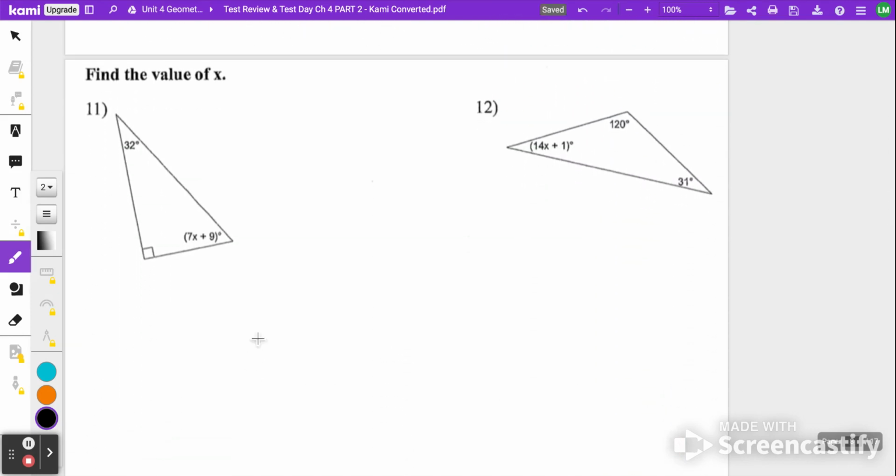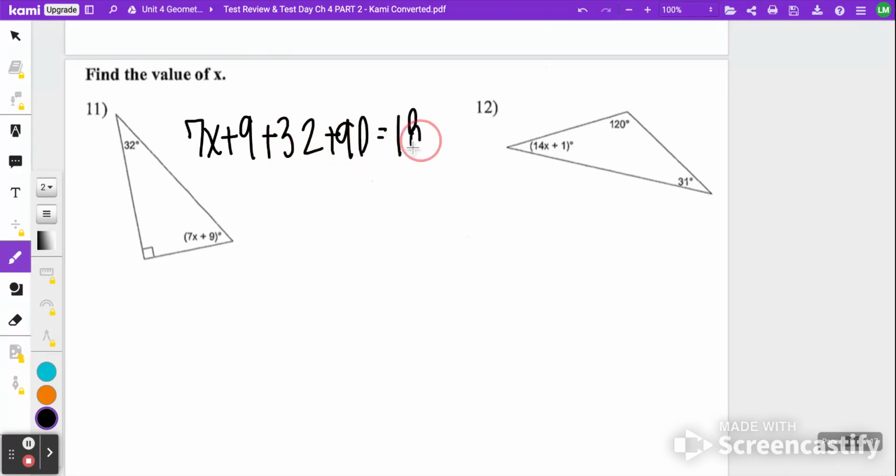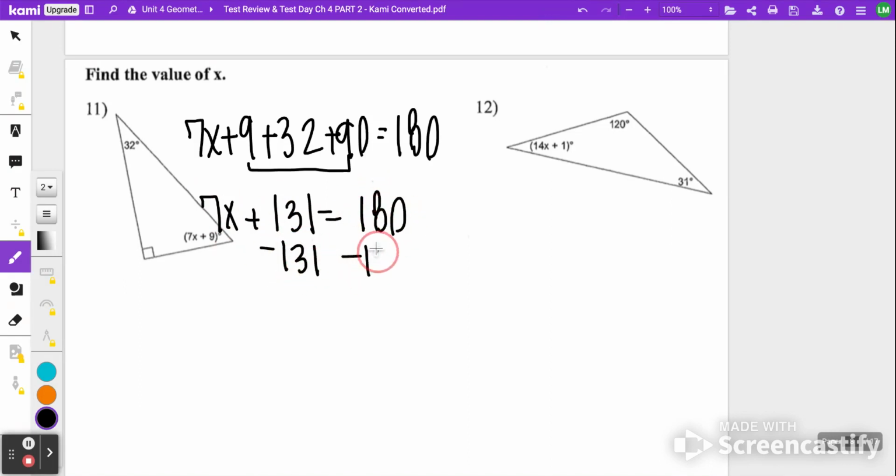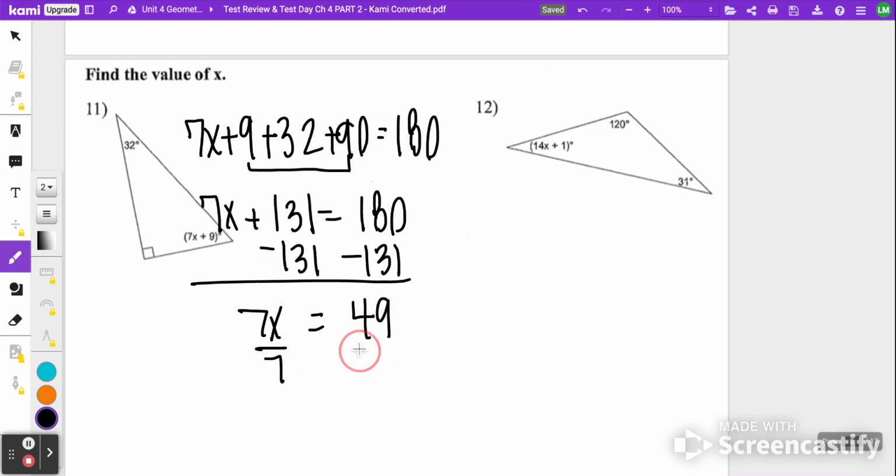Number 11 also has a triangle measurement. This time, though, we have some variables. So I'm going to have 7x plus 9 plus 32 plus 90 equals 180. I'm going to combine all of my like terms. So 90 and 9 and 32 can be combined to make 131. So now I have 7x plus 131 is equal to 180. Subtract 131 from both sides. I get 7x is equal to 49. Last step, divide both sides by 7. X is equal to 7.